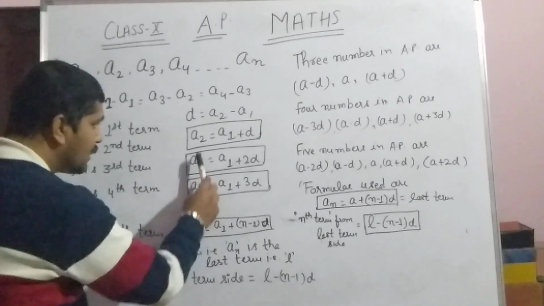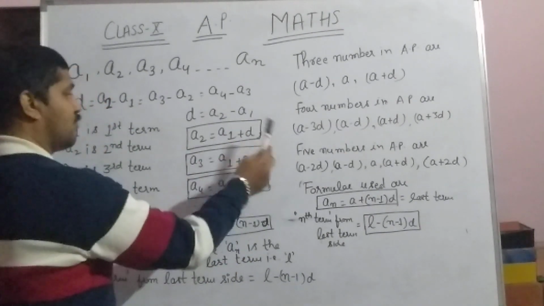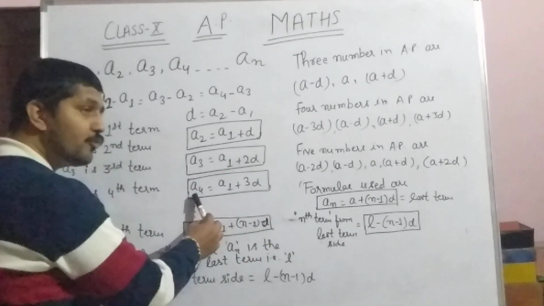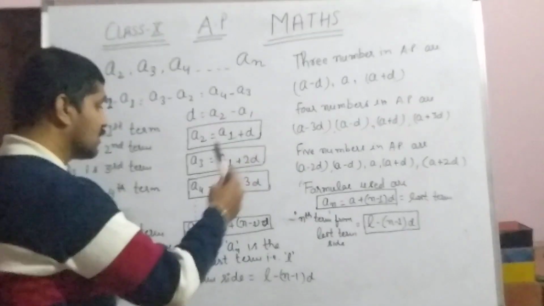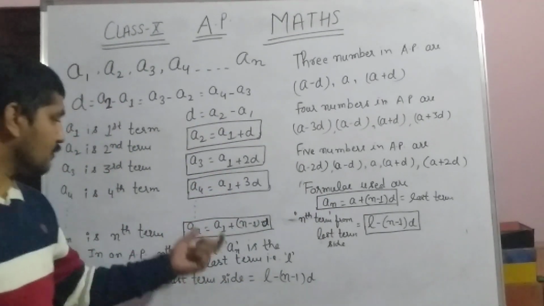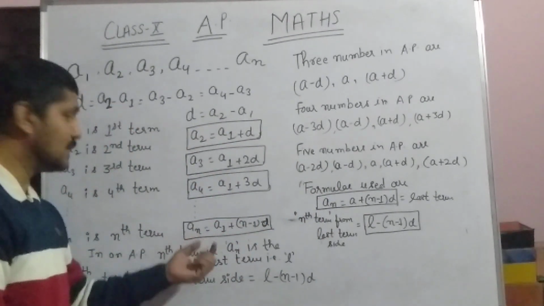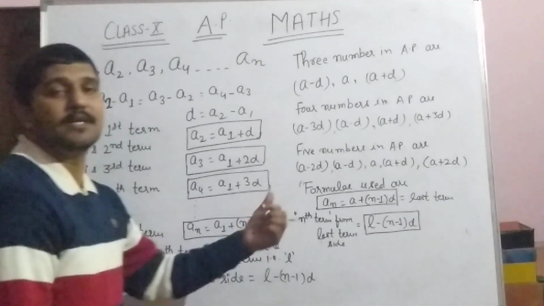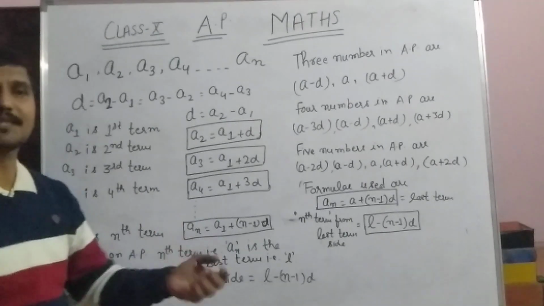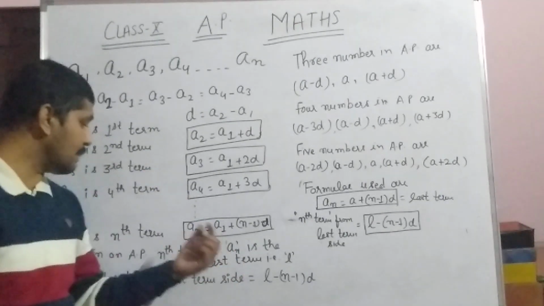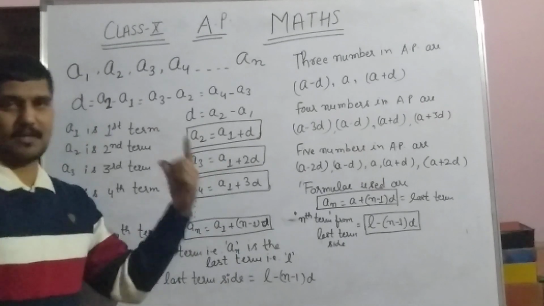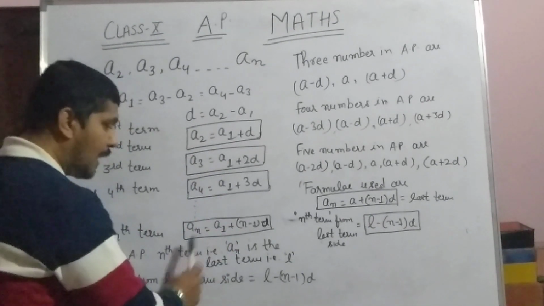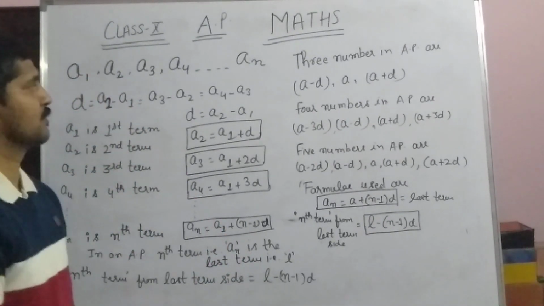So if here it is 2, it is 2 minus 1. Here it is 3, 3 minus 1, 2. Here it is 4, 4 minus 1, 3. So on we can find a pattern for writing the nth term: A1 plus n minus 1 into D. This is the formula used for finding the nth term in any AP, or the last term. So remember this, AN is also known as the nth term and last term also.